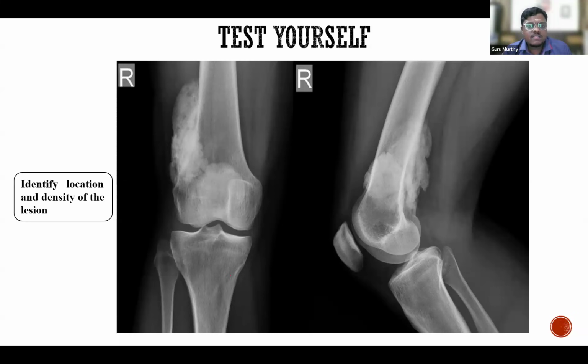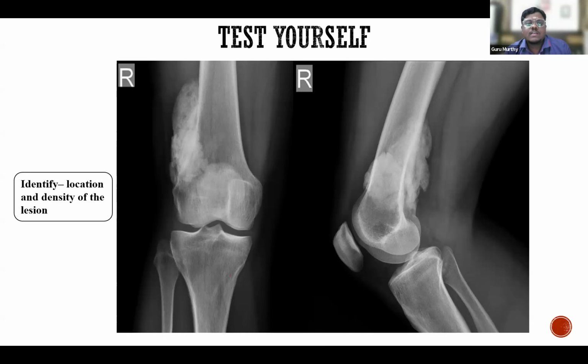See both the X-rays, a frontal radiograph and a lateral radiograph of the knee with the distal thigh. It is a skeletally mature patient. The growth plate is fused. Comment about the location of the tumor. So where exactly is it located?